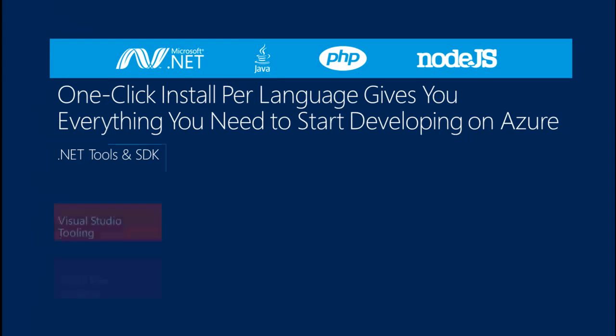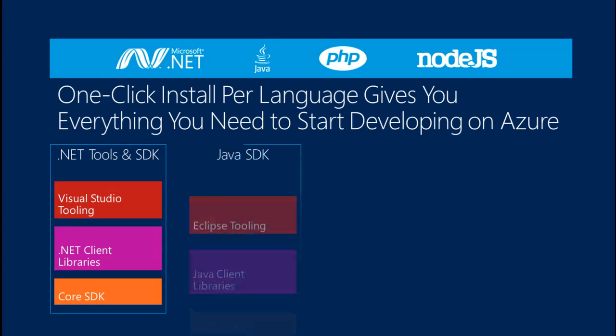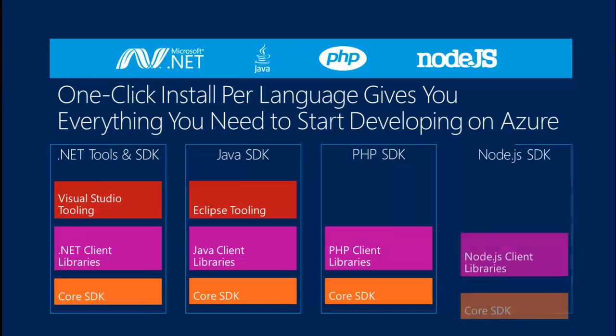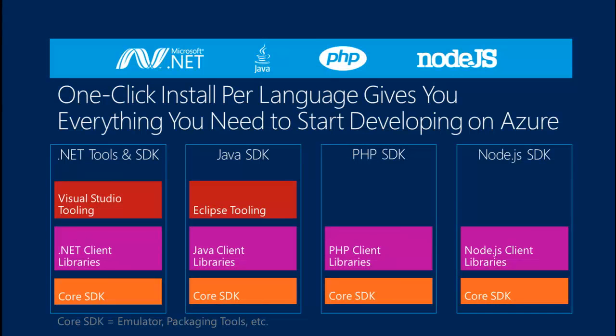Everything you need to do to get started with this is available online in a one-click install per language. So if you see here, we have the Visual Studio or Eclipse tooling, we have the libraries, we have the Core SDK. That Core SDK has the storage emulator, the compute emulator, everything you need to do to get up and running. We have a whole bunch of different languages, Node, PHP, Java, things like that.